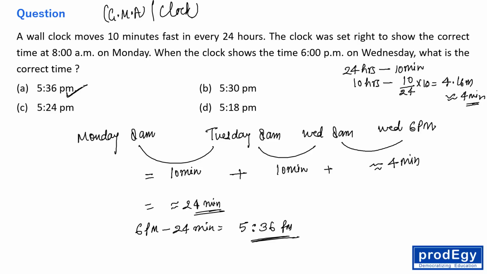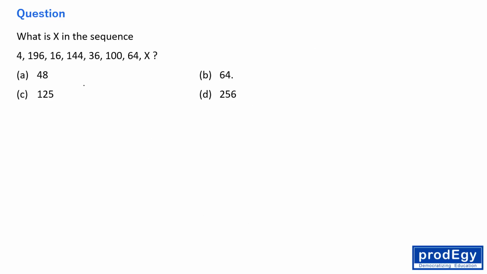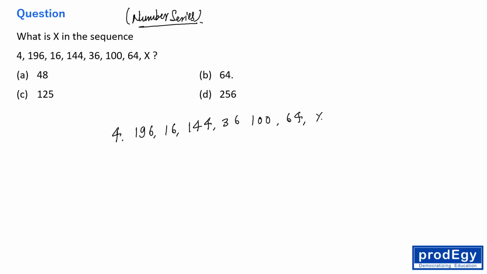Okay. Now let's move to another one. What is x in the sequence? Again, the number system, number series, right? Again, the number series. Okay. 4, 196, 16, 144, 36, 100, 64, x. See everyone, if you observe these numbers carefully, they all are the perfect square, right?